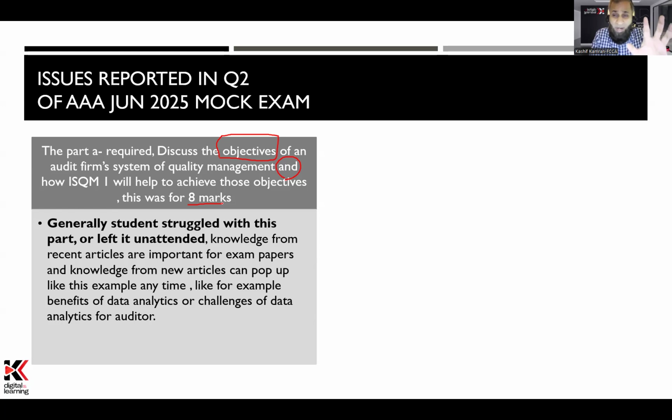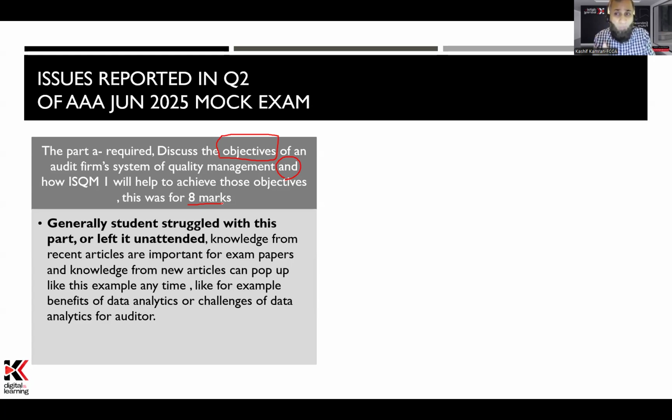Now, I've checked almost 162 mock papers for my AAA batch. In those 162 mock papers, I found more than 50% of scripts with question number 2, part A, unattended, or the students struggled with it. Either they just put the 8 components of the system of quality management, or they only put two or three, or they left it blank because they were not sure what to do here. So knowledge from the recent articles is important for exam papers, and knowledge from the new articles can pop up like this anytime. For example, benefits of data analytics, challenges of data analytics.